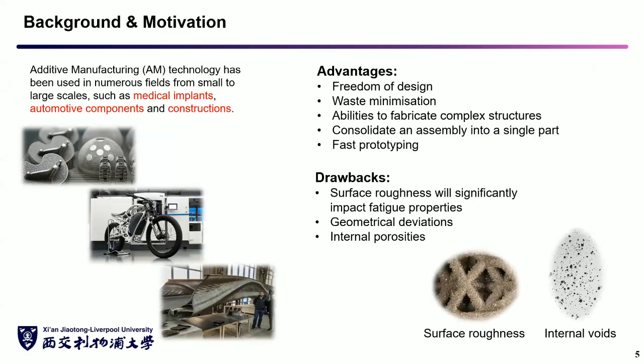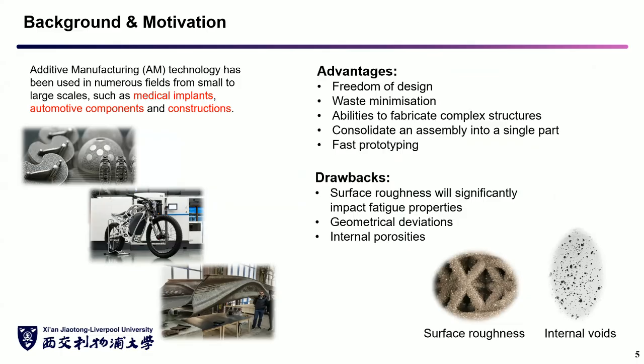So as we all know, additive manufacturing technology has been used in numerous fields, from small to large scale, such as biomedical implants, automotive components, and constructions. It has a lot of advantages. For example, the freedom of design, the waste minimization, the ability to fabricate complex structures such as metal materials, and the ability for fast prototyping.